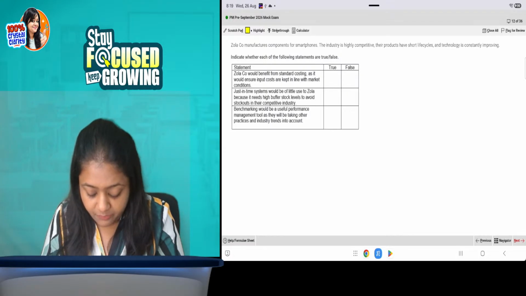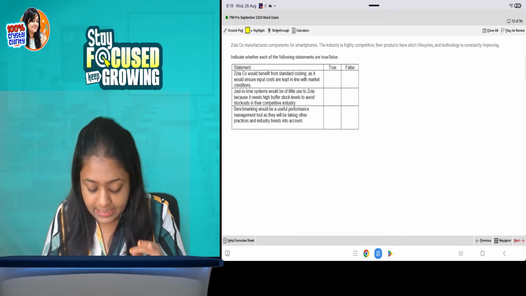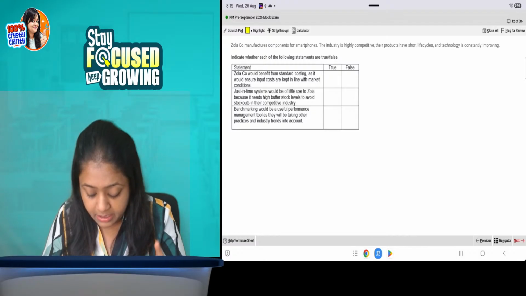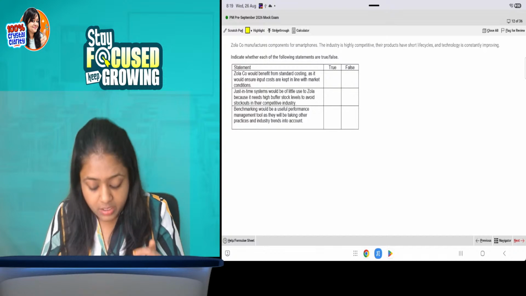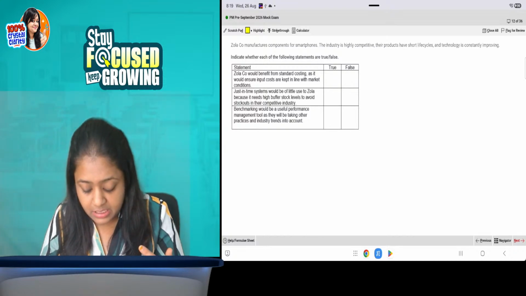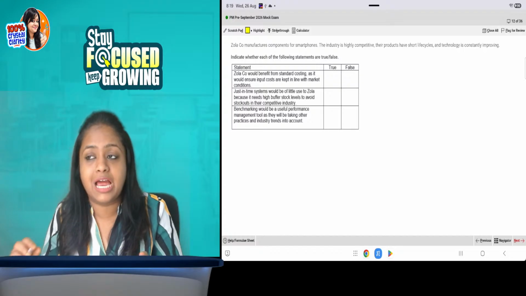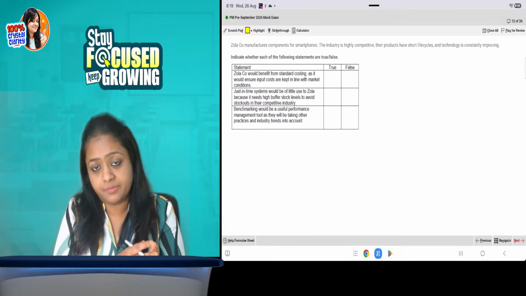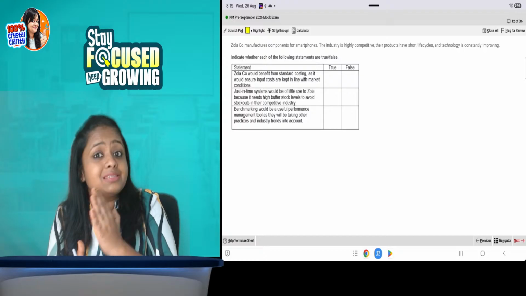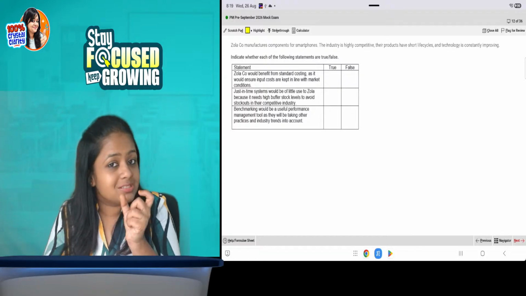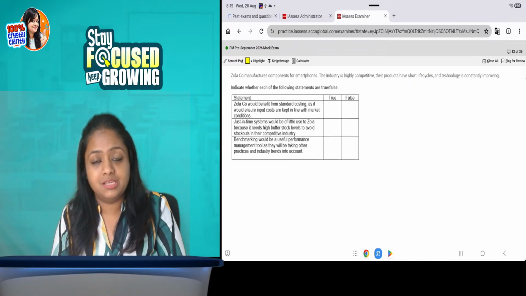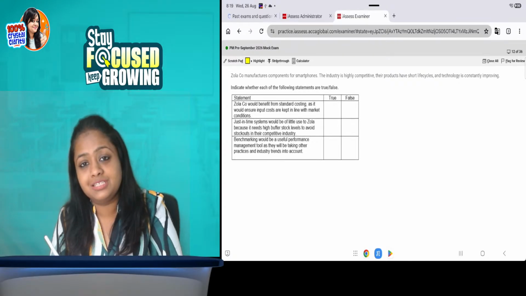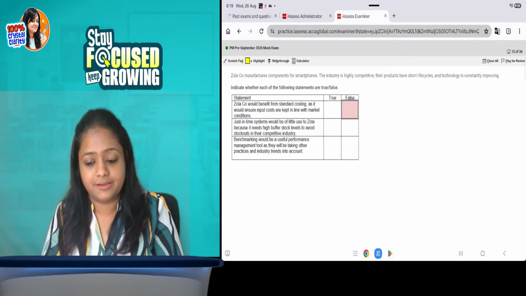Zola company would benefit from standard costing as it would ensure that input costs are kept in line with market conditions. No, standard costing will never keep in line with market conditions because standard costing is an internal costing system. It will never consider external factors. So what was the keyword that went wrong here? In line with market conditions. Right? So this is what is making this statement wrong. I will write false here.